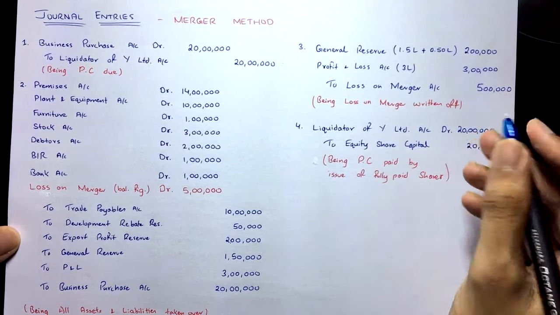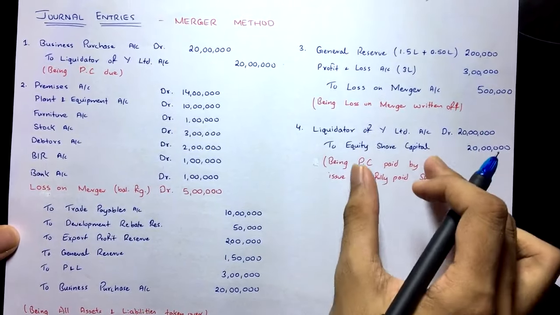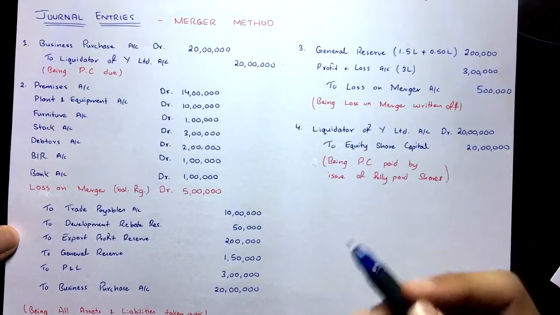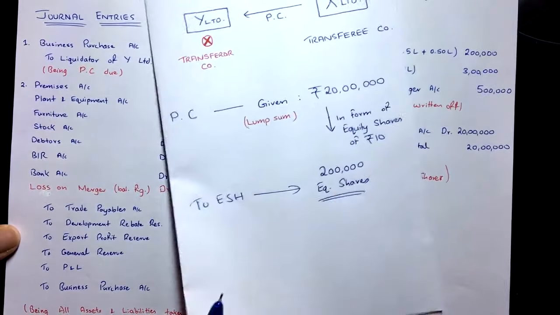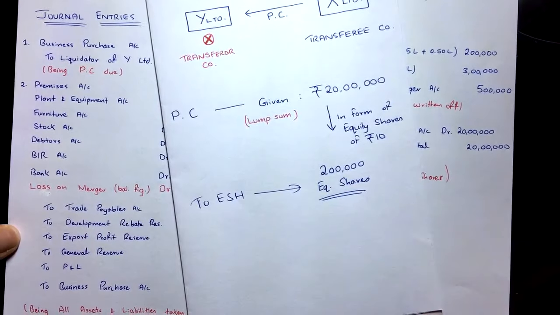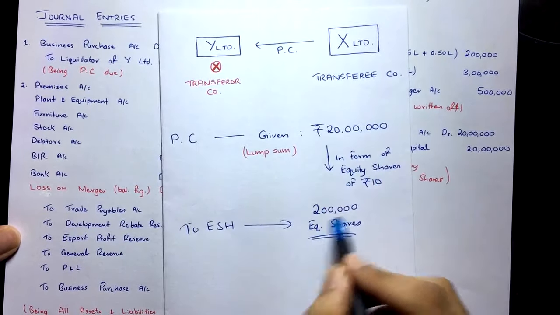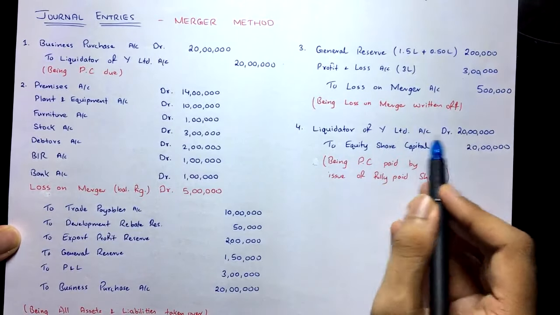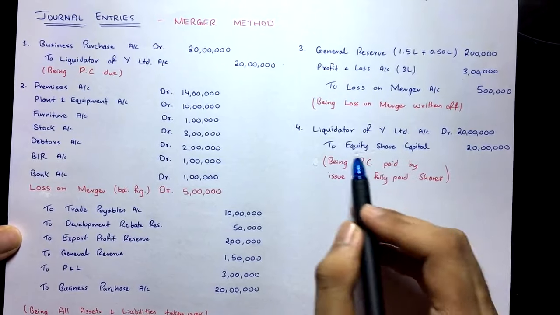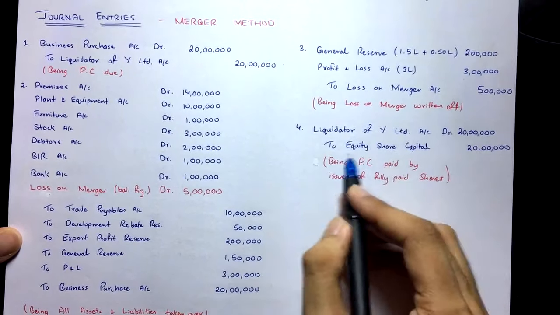If liability is decreasing, then you have to debit liquidator of Y Limited account, debit to equity share capital. What are you paying? In what form are you paying that purchase consideration? You are paying in form of equity shares, 2 lakh equity shares mein pay kar rahe ho. Okay, the amount is 20 lakh. The worth of those equity shares is 20 lakh. Understood? So the entry would be very simple. Liquidator of Y Limited account debit 20 lakh to equity share capital 20 lakh. Simple, right? So you have issued the share capital.